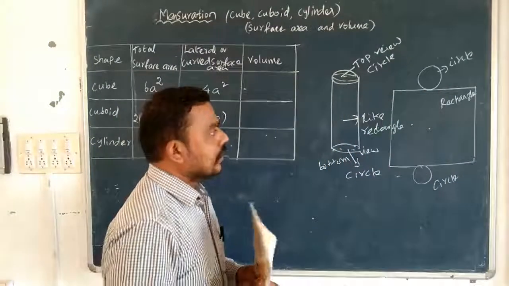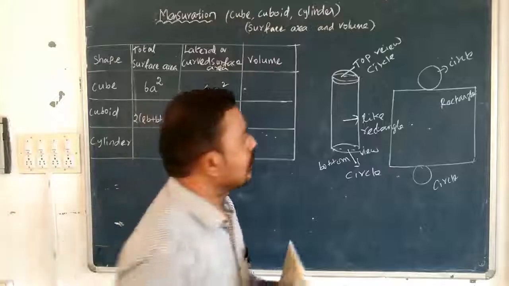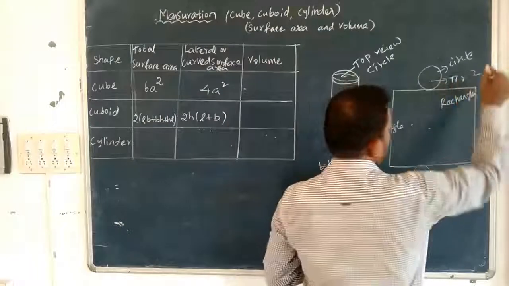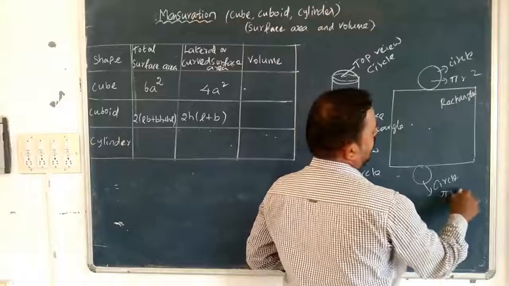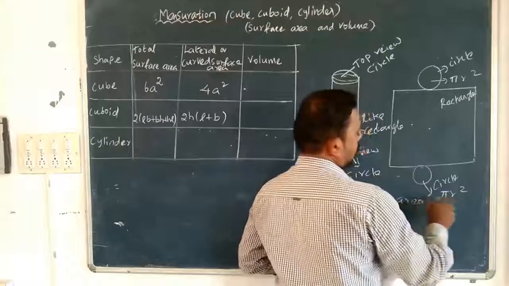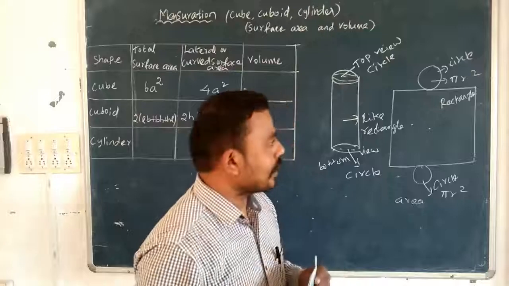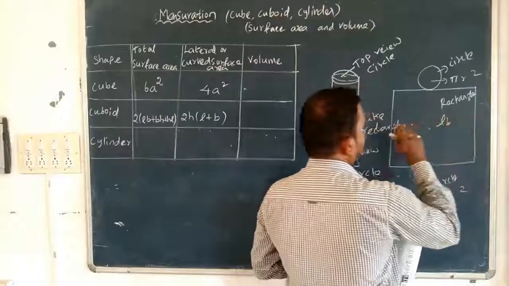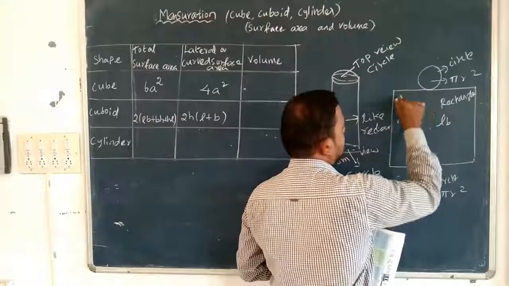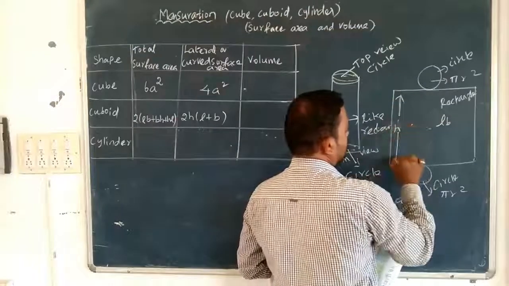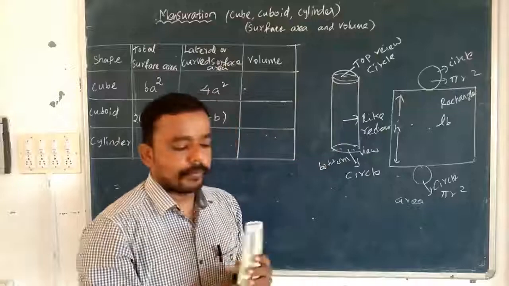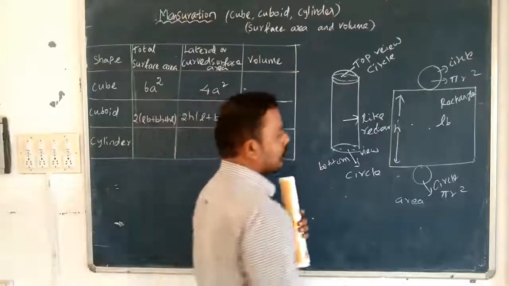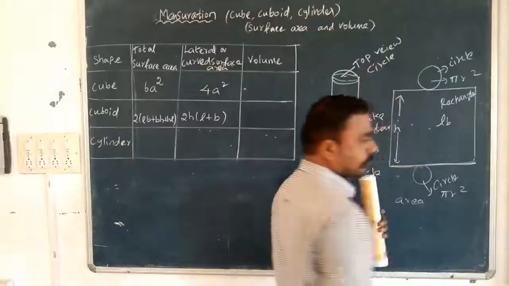For that, we are going to consider the area. Here is a circle, so the circle area is pi r square. Here also a circle, area pi r square. Now think about the rectangle area. The rectangle area we know is L into B. For that, this one is the height. We are going to consider the height of the pipe, so the height is h.